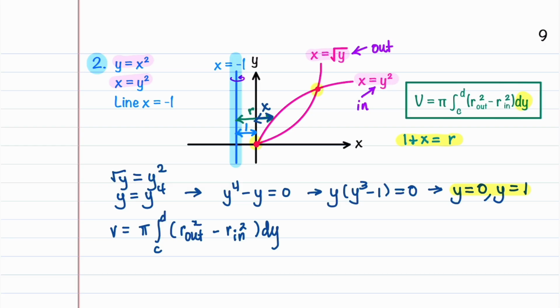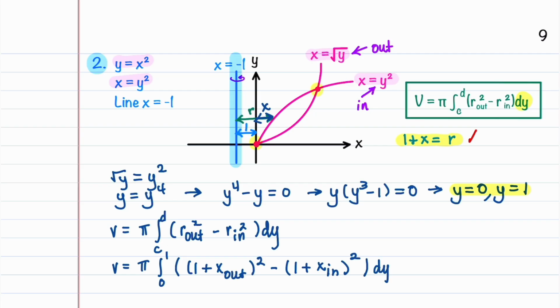Remember, the pi r squared comes from our cross-sectional area being circular. Let's now substitute in what c and d are. They are 0 and 1. Our outer radius is going to be 1 plus x out, and then we square that, and then we subtract out 1 plus x in, and we square that. This came from our formula for our radius right up there. And we're going to integrate with respect to y.